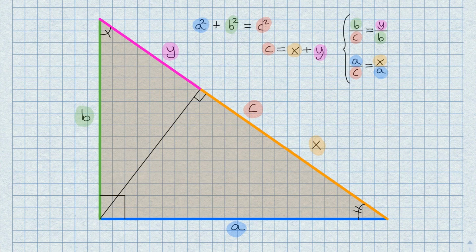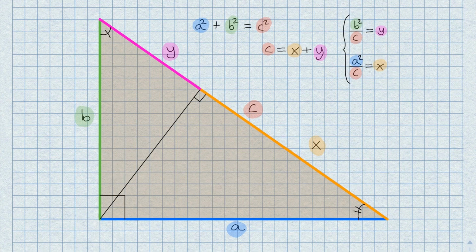Then we will do the same with the ratio of the long cathetus over the hypotenuse. Then we get that the ratio of a over c is the same as the ratio of x over a, because in the lower subtriangle, the cathetus a now plays the role of being the hypotenuse and x represents the long cathetus. If we move the denominators on the right hand sides over to the numerators on the left hand sides with a little algebraic manipulation, we can see that we can simplify the expressions so that b squared over c equals y and a squared over c equals x.